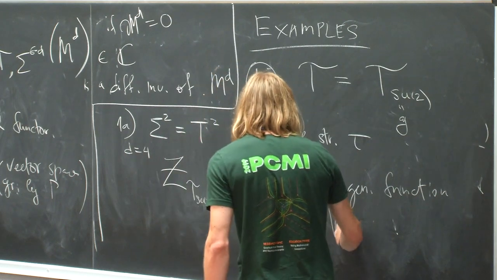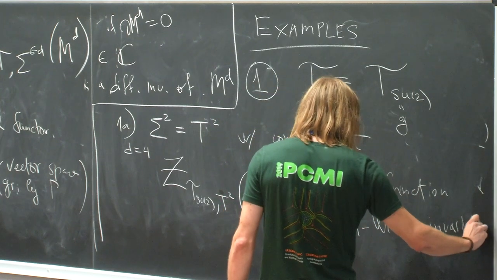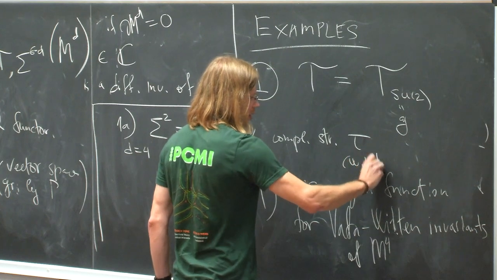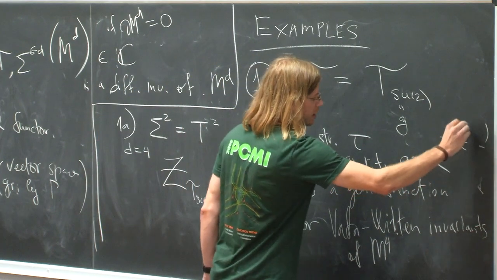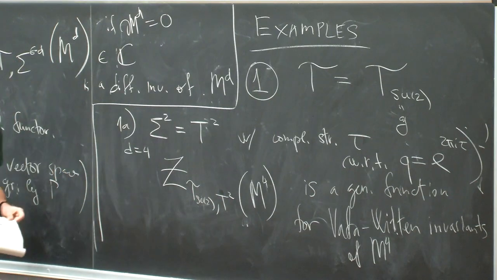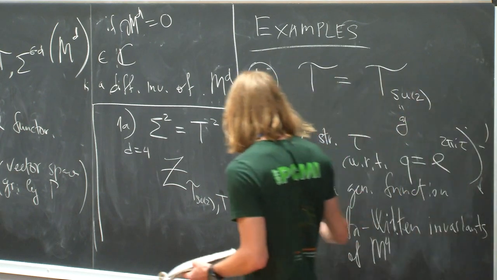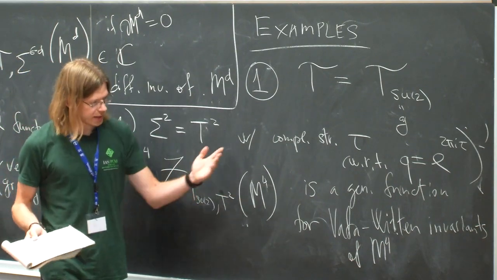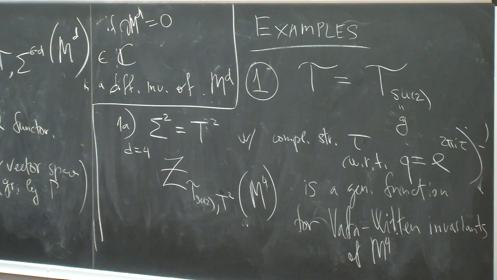for Vafa-Witten invariants of M4. So a generating function with respect to the variable q, which is related to tau as e^{2 pi i tau}. So Vafa-Witten invariants, I believe Lothar Göttsche will tell you more about it. But these are invariants constructed from considering the moduli space of solutions for the so-called Vafa-Witten equations, which in certain cases can be reduced to considering moduli spaces of instantons.